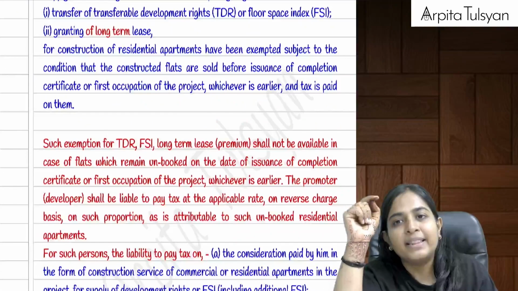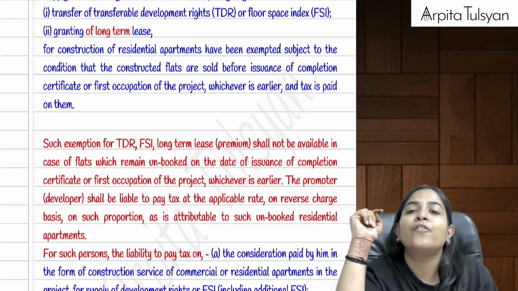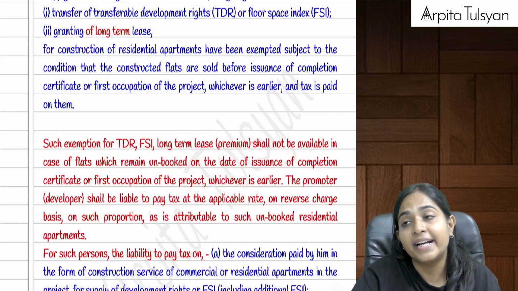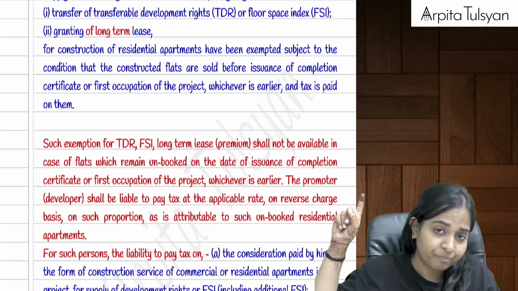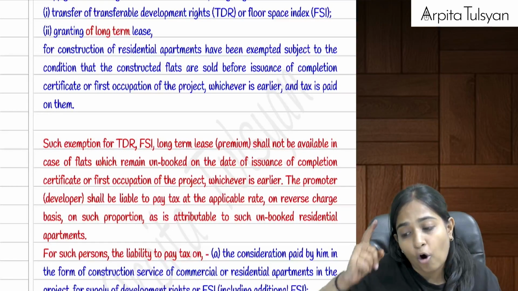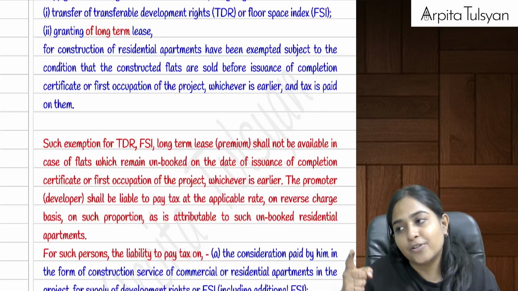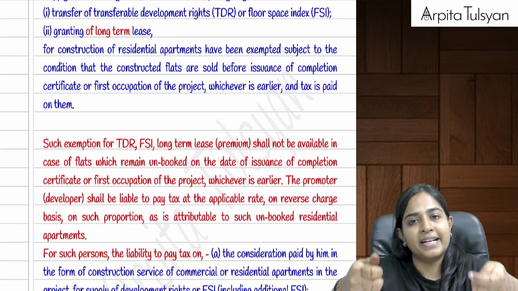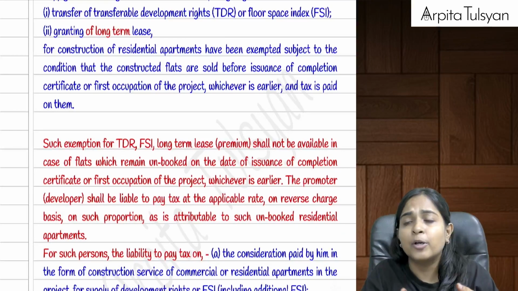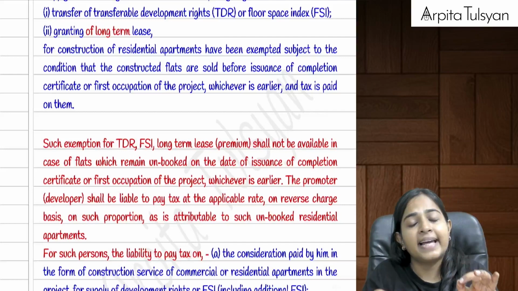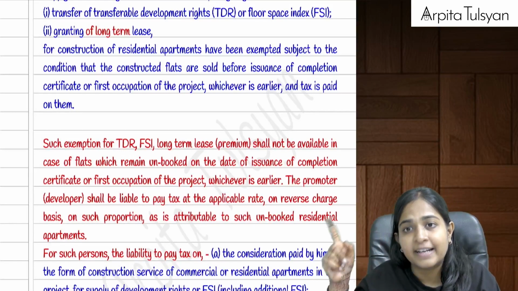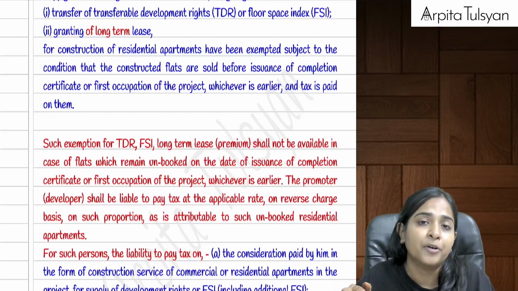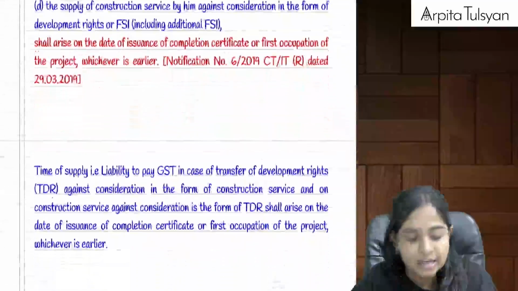But in this case, one thing that is very, very important is time of supply. Time of supply will not be at the time when I am transferring the development rights. It will be at the time of completion certificate or first occupation, whichever is earlier. This is a benefit given to the promoter: I'm transferring the development rights and I'm going to get some flats or some monetary consideration in return, but at that time there will be no time of supply. Time of supply will attract only when we have received the completion certificate or there is a first occupation in that particular structure, whichever is earlier.